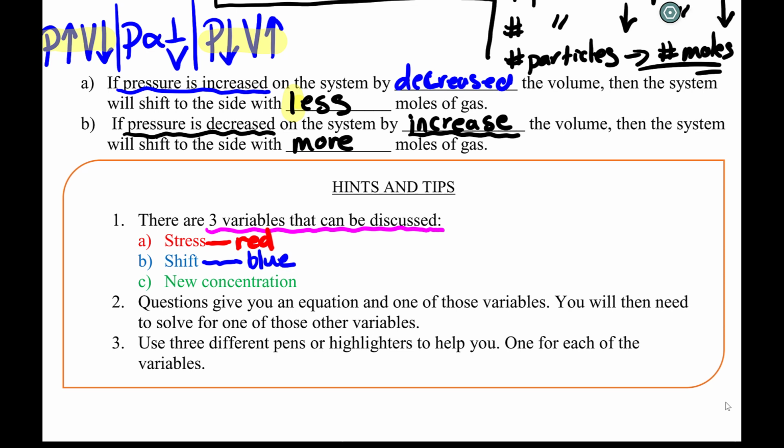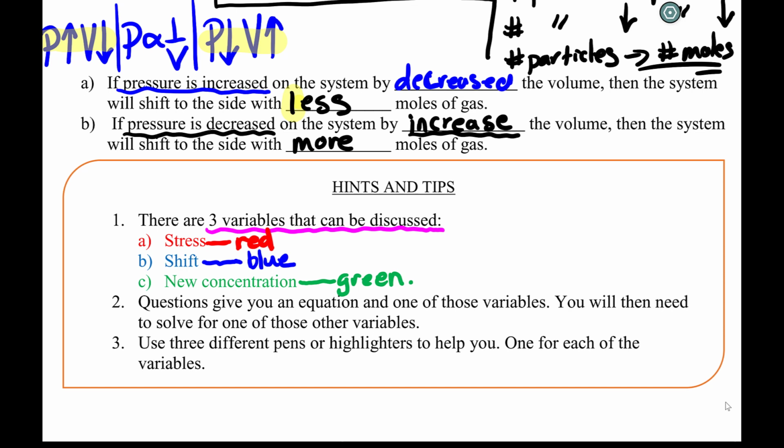Now, as a result of the shift, the concentrations of the equilibrium system are going to change. So for instance, if I shift towards the product side, I now have more products, and so they have a new concentration which is higher than their previous concentration. And part of that is if I shift to the products and made more products, it must be because I consumed reactants, and so the new concentration of the reactants would go down. The third variable, I use green arrows to represent and a green pen to write in.